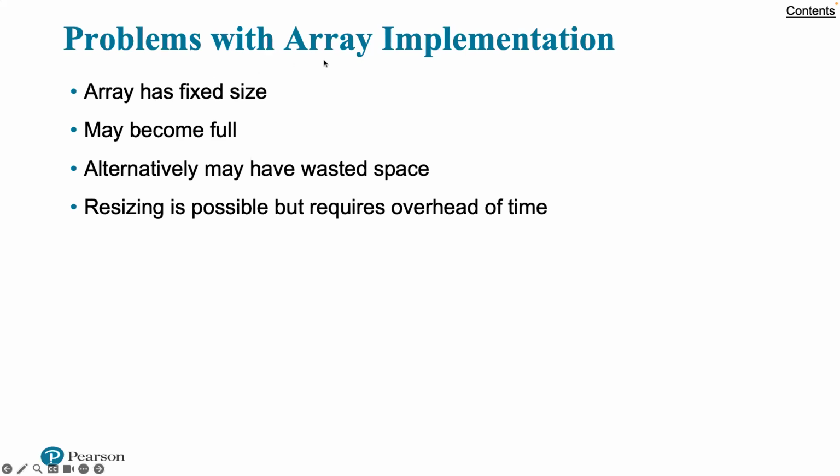So we have a choice. Are we going to do a linked implementation or an array implementation? So what are the pros and cons? Well, here are some of the negatives about an array. An array has a fixed size, and so we have to be careful. Is it full or not? It may become full. Alternatively, it can have wasted space, and resizing is possible, but requires overhead of time.